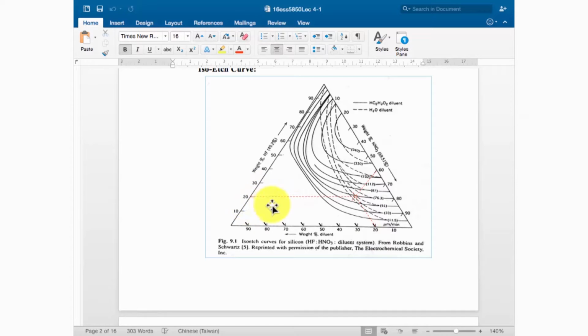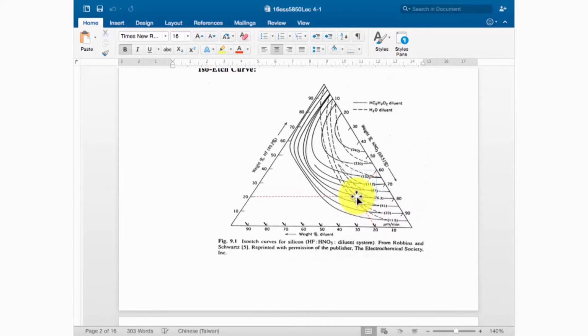That means we have 60% nitric acid left. In total, we have 100%, right? We have 20% water and 20% hydrofluoric acid, so we are left with 60% nitric acid. For nitric acid, you draw a line along the left-hand side coordinate system, and you end up with one intersection point here. This intersection point lies on the second dashed line, roughly.